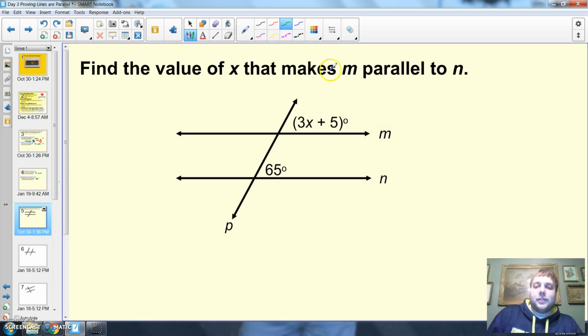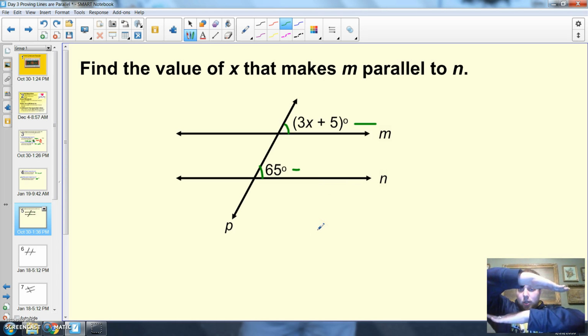Find the value of x that makes m parallel to n. I don't know that these are parallel. It's not stated. There aren't those arrows, so I'm not 100% sure. So what value of x would make it so? Now, remember, these are corresponding, right? That's an acute angle, that's an acute angle. Those are corresponding angles, and I know corresponding angles are equal.